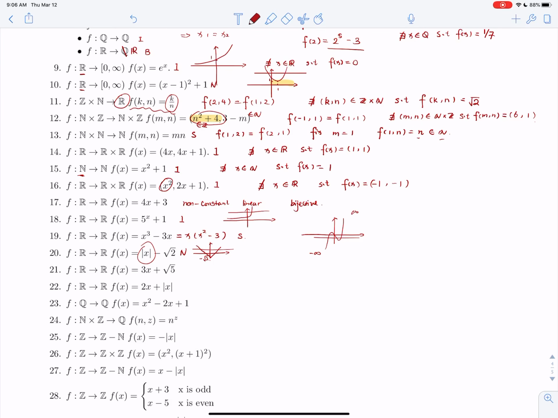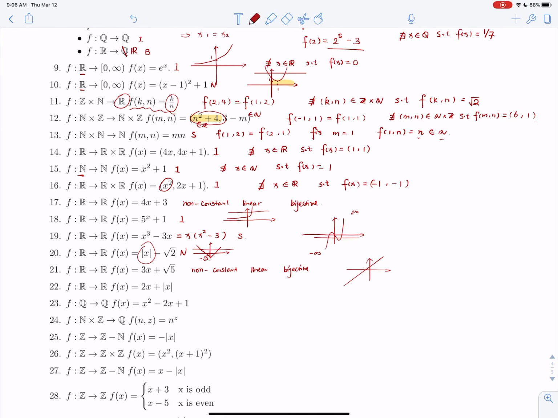Number 21, again, you can draw the graph out as well. Oh, you don't even need to draw the graph out because it's a non-constant linear function. So it's bijective. Well, it's a straight line, like this.